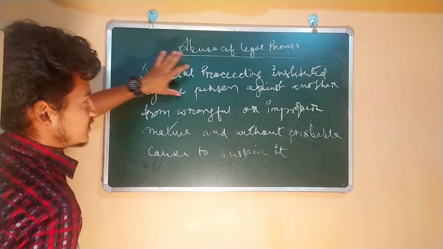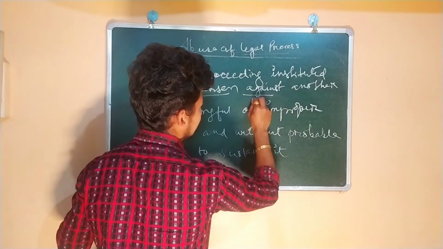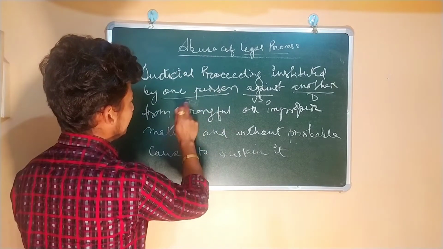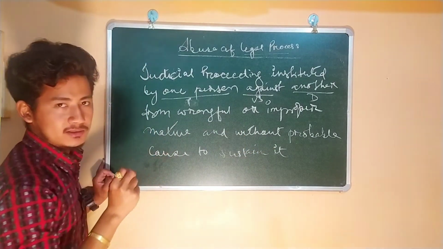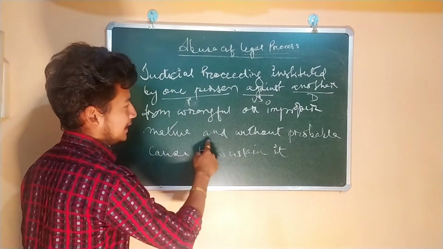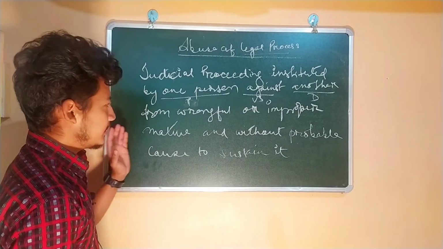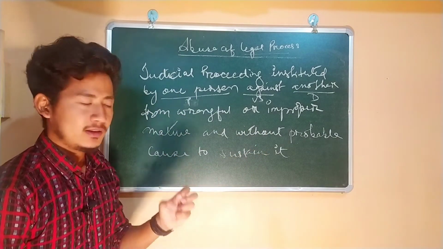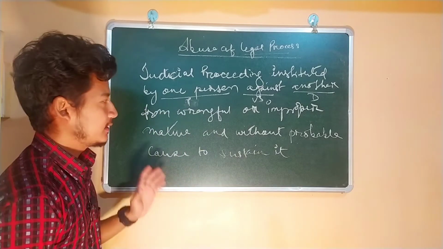Which means it is a judicial proceeding instituted by the plaintiff against another person, the defendant, from wrongful or improper motive, meaning having malice. Malice means wrongful intention. So having a wrongful or improper motive and without probable cause to sustain it, the person who filed the suit does not have any reasonable or probable cause to sustain it. His case does not have any power to sustain it. He just filed the suit with the intention to harass the defendant. Simple as that.